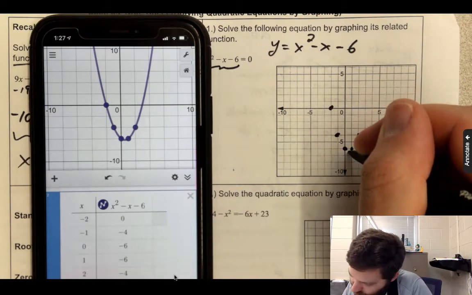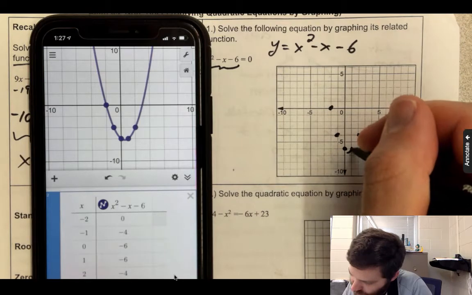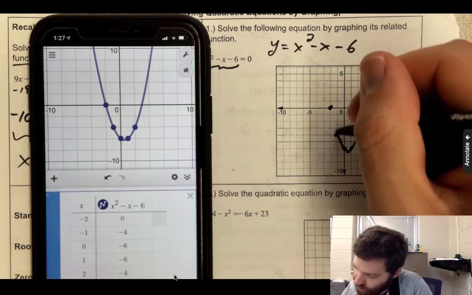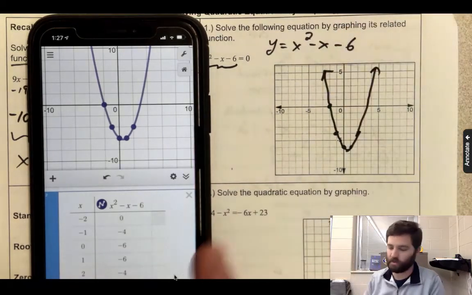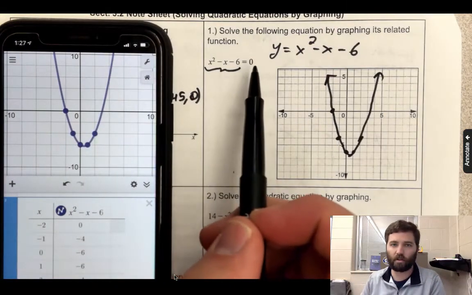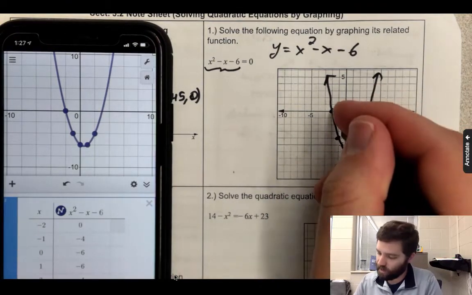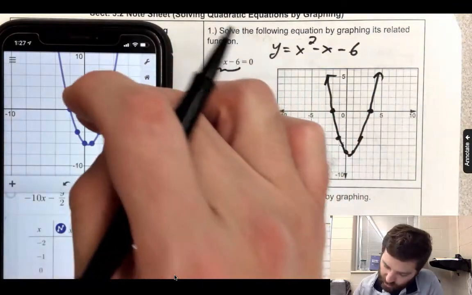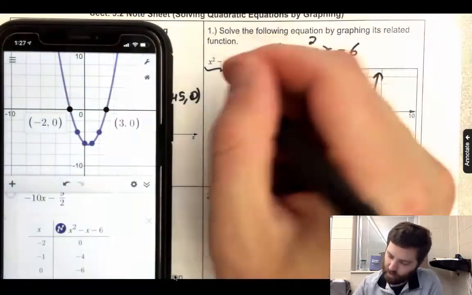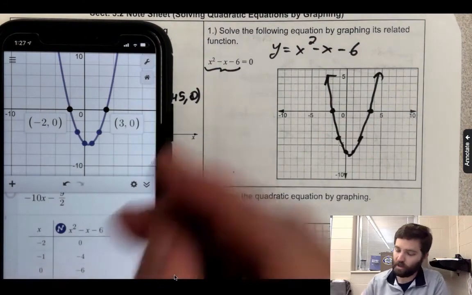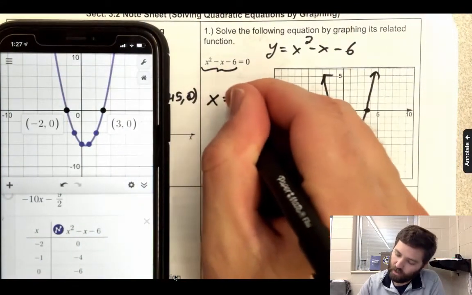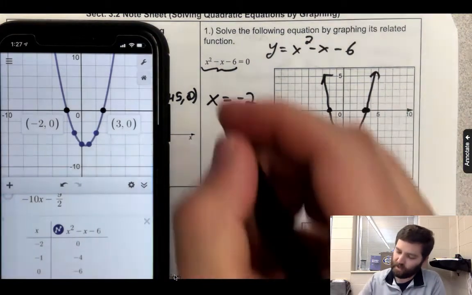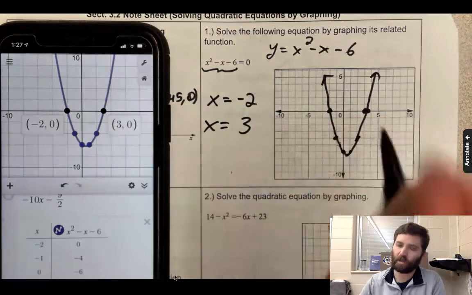And somewhere in here is a minimum. You can see it there in the graph. You could probably tap it if you wanted to figure it out for sure, but you get something like this for your quadratic. So the solutions to this equation will be this value and this value. Those are called the zeros. All right, so let's highlight those points: 3, 0 and negative 2, 0. So our solution is x equals negative 2 and x equals 3.